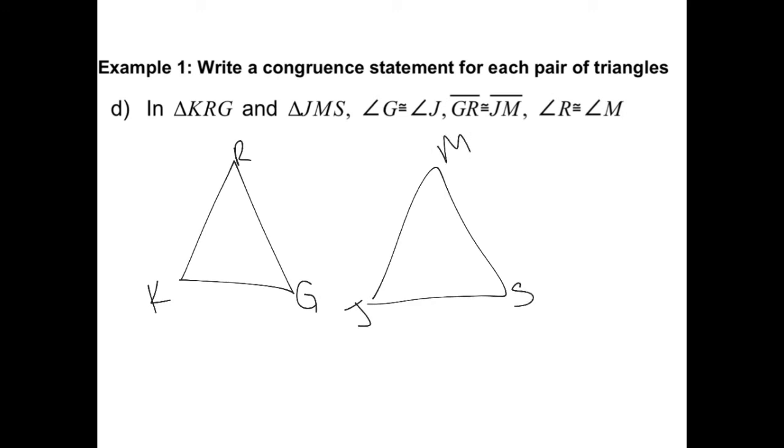So now I'm going to go ahead and label the congruency with the information that's given. So angle G and angle J are the same. So angle G and J get 1 tick mark or 1 arch. Side GR is the same as JM, okay, so right there. So I labeled them with the 1 tick mark. And then angle R is congruent to angle M. So angle R up top with 2 arches, angle M with 2 as well.